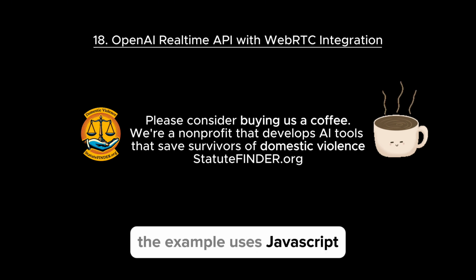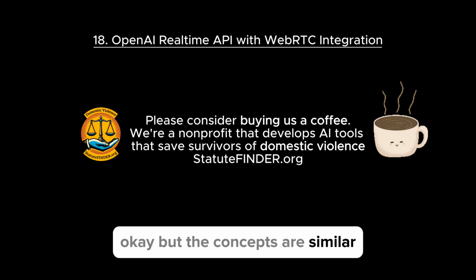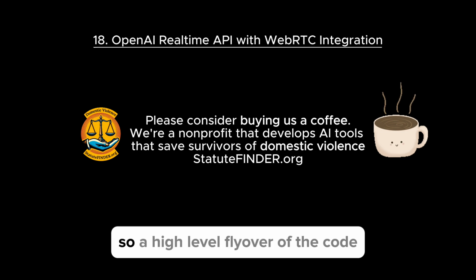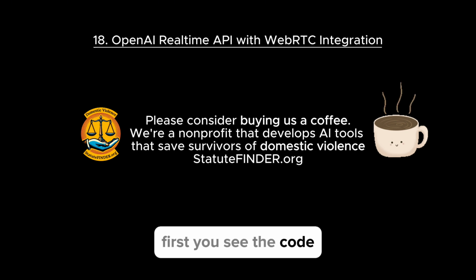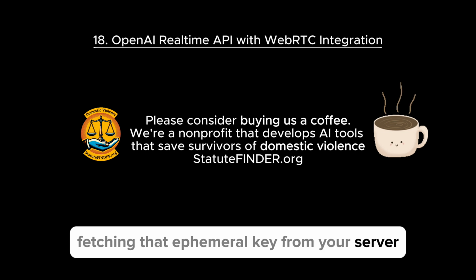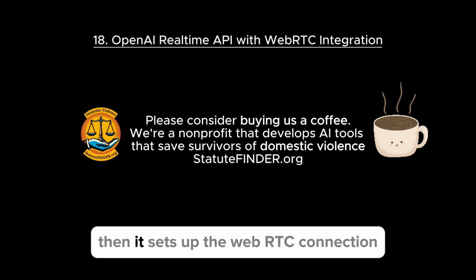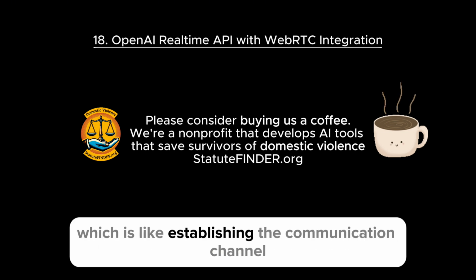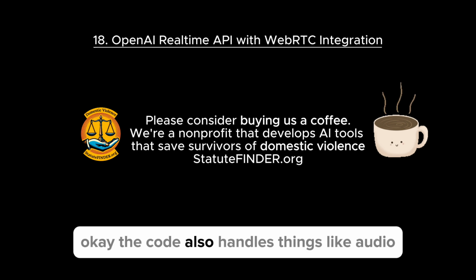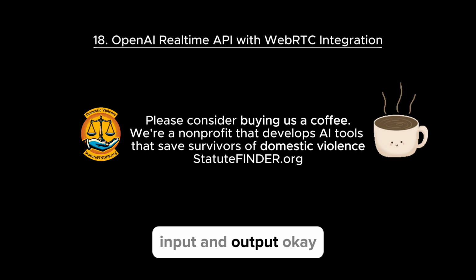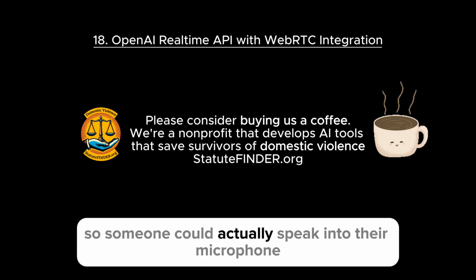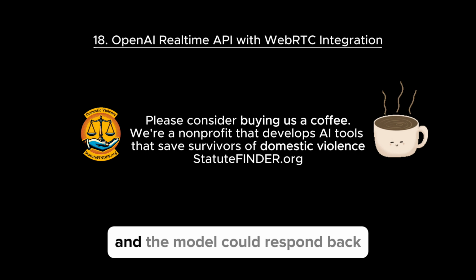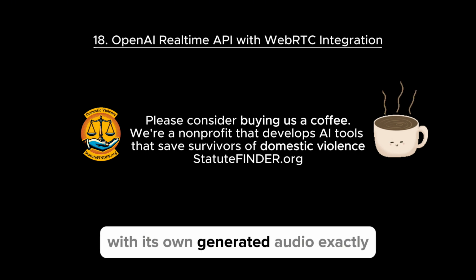The example uses JavaScript, but the concepts are similar no matter what language you're using. All right, so a high-level flyover of the code. What are the main landmarks we should see? First, you see the code fetching that ephemeral key from your server, like we discussed. Then it sets up the WebRTC connection, which is like establishing the communication channel. The code also handles things like audio input and output, since we're talking about real-time applications, often involving voice. So someone could actually speak into their microphone, and the model could respond back with its own generated audio.